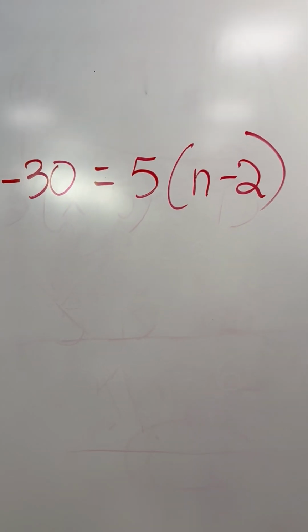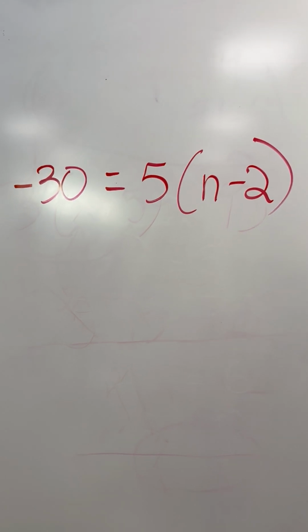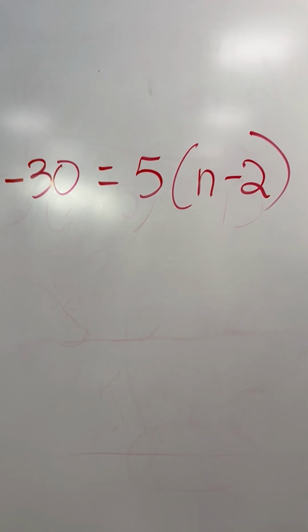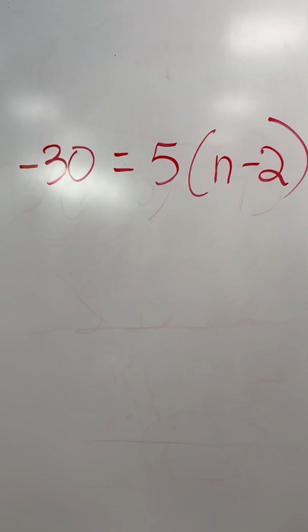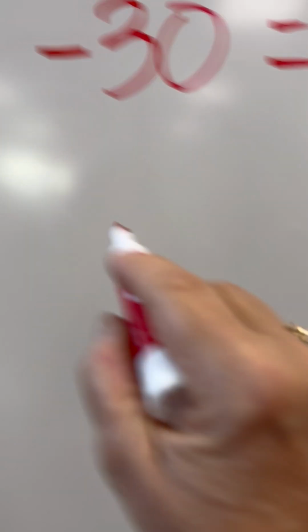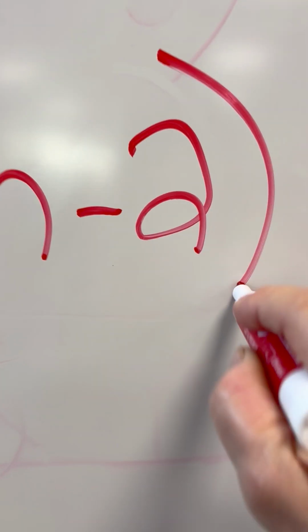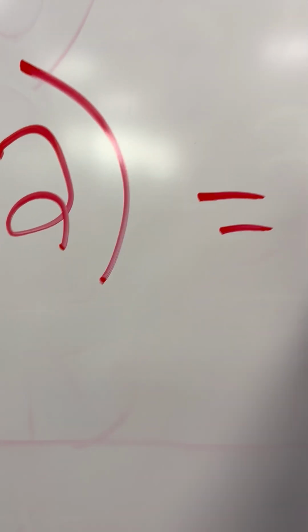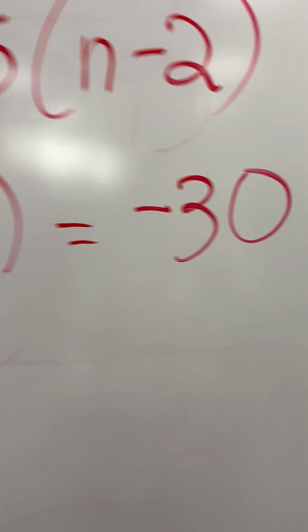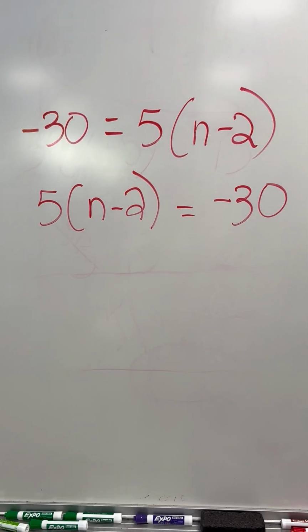Okay, now let's have a look at another example. In this case, a lot of my students look at this and say, you know what, I don't like the way it's written. Normally, we use the distributive property on the left side. So it's perfectly fine to go ahead and rewrite this as 5 times the quantity n minus 2, close parentheses, equals negative 30. I can just rewrite it like that, and now maybe it looks a little more familiar.